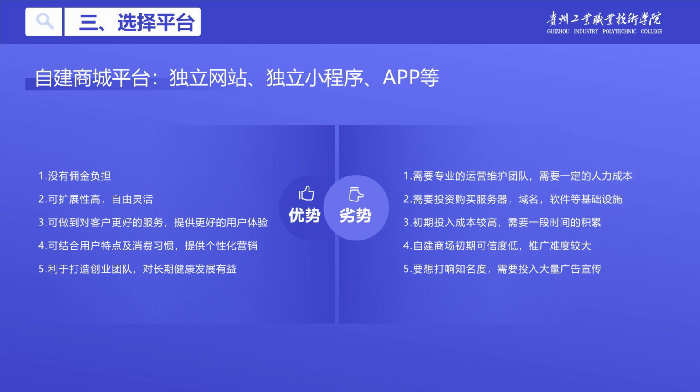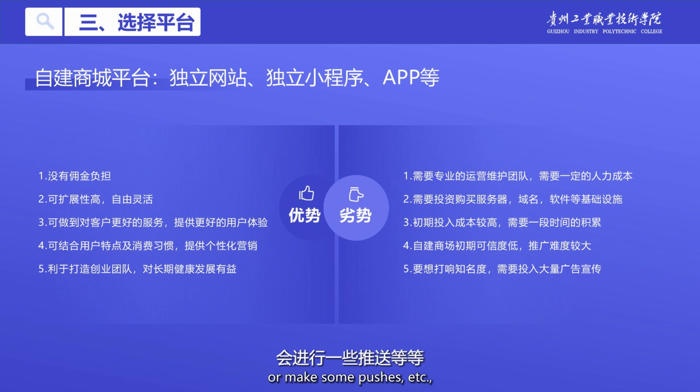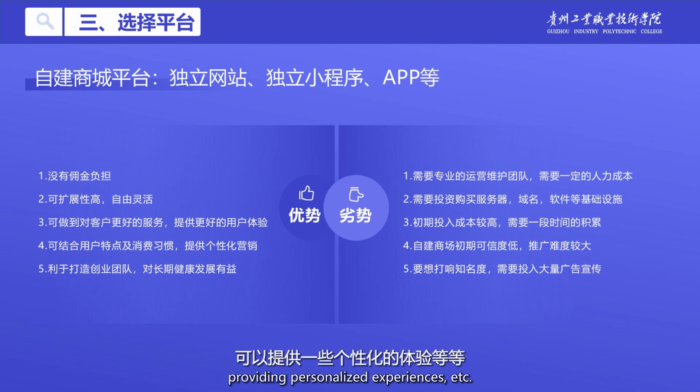The second is its high scalability and flexibility. It's versatile. For example, if I want to offer discounts to customers, create bundles, or make some pushes, etc., the scalability is very high. The third point, it can offer better service to customers, providing personalized experiences, etc. The fourth, it can offer personalized management based on consumer habits.